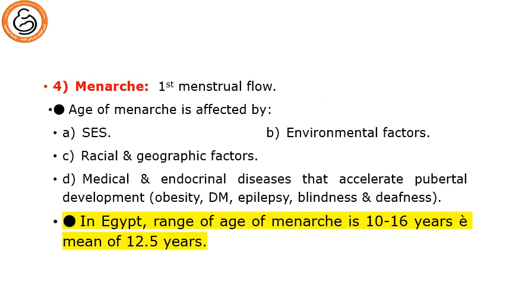Finally, we have menarche, which is the first menstrual flow. Menarche is usually affected by socioeconomic status, environmental factors, racial and geographic factors, and medical endocrinal diseases that accelerate pubertal development like obesity, diabetes mellitus, epilepsy, blindness, and deafness. So the age is different in different communities and different populations. In Egypt, the range of age of menarche is between 10 to 16 years with a mean of 12.5 years.